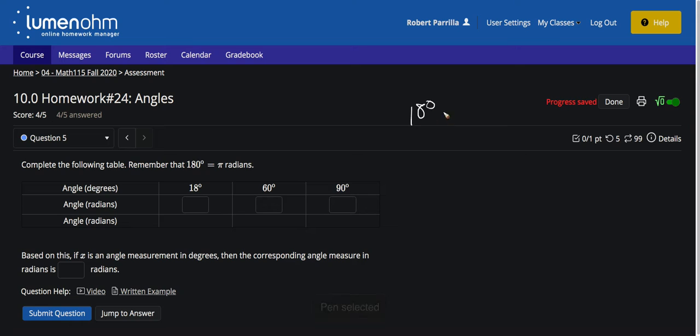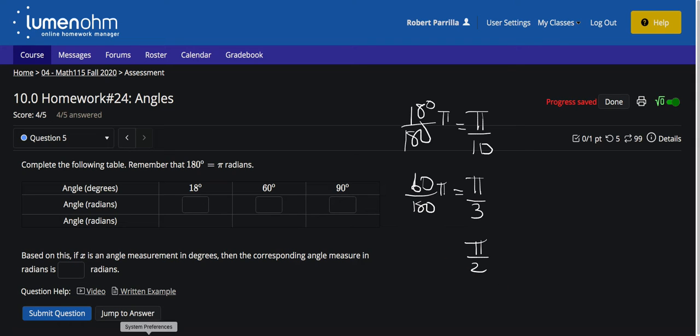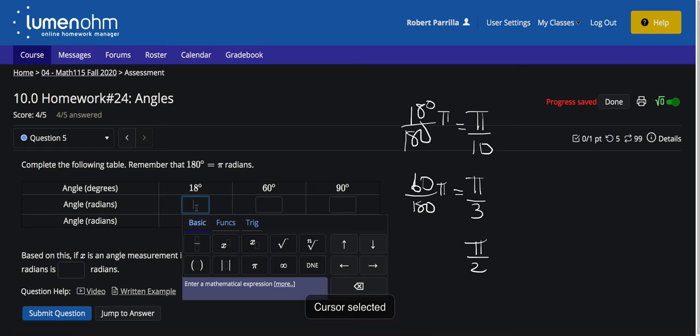18 degrees, pi over 180. This is pi over 10. 60 over 180 with pi is pi over 3. And then 90 we know to be pi over 2. There's no big deal here. And then it wants the formula, so we're going to give it that too. Let's put them all together.